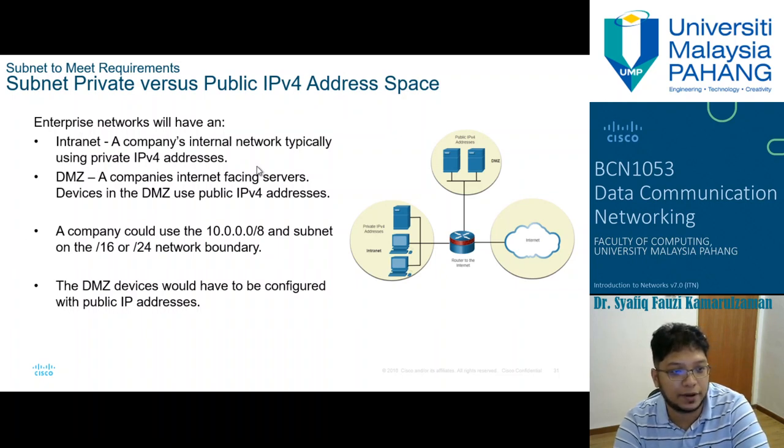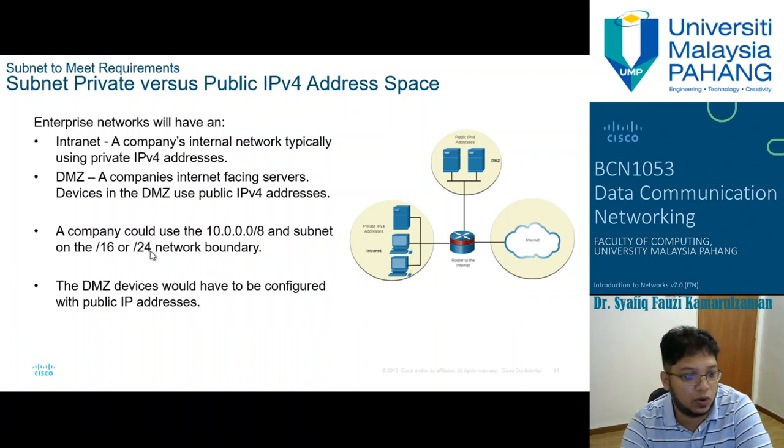Enterprise networks will have an intranet, which is an internal network typically using private IPv4 addresses, and they have a DMZ, which holds the company's internet-facing servers. Devices in a DMZ use public IPv4 addresses, so that any outside access can reach them immediately. A company could use 10.0.0.0/8 and subnet on the /16 or /24 network boundary. The DMZ devices would have to be configured with the public IP address. This way, you can create a lot of subnets according to the provided IP address.